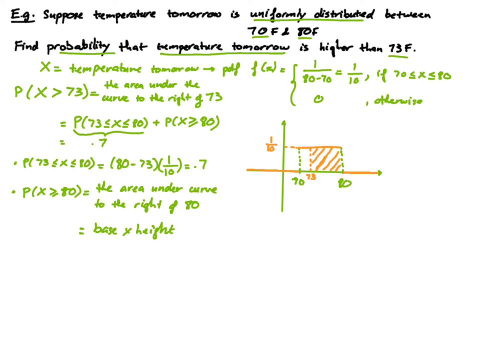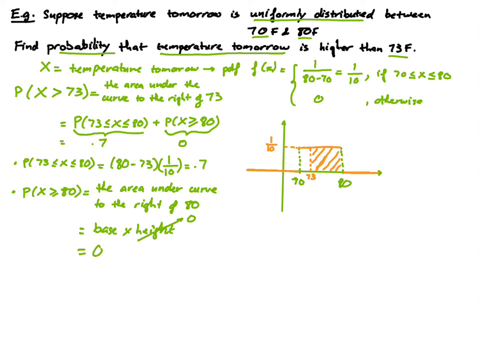Notice that the curve, the probability density curve, and the x-axis are the same thing once you get past 80. Okay? So in that case, the height is basically 0. There's no height, right? Because the curve and the x-axis are the same. And so with the height being 0, regardless of what the base is, the probability in question is going to be 0. So that is 0, the second term.